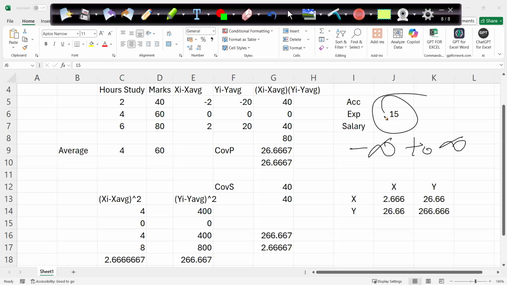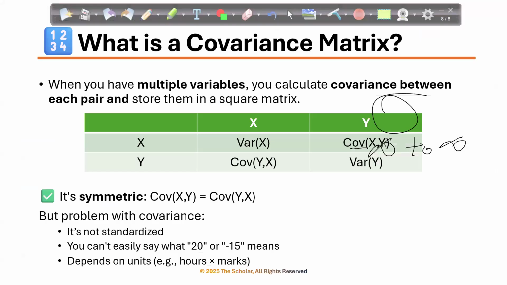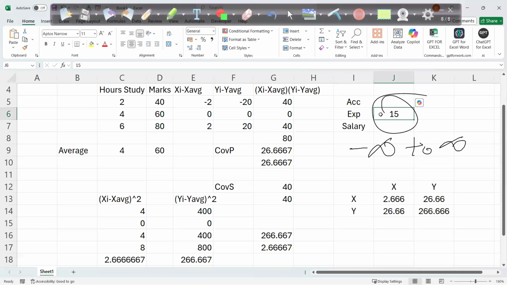Then this 15 is what? It's just a number for me. It's not making sense to me, right? That is why it is said that it is not standardized. The first point: it's not standardized. Suppose I have some restriction that my covariance value varies only from this to this. More towards this, better the covariance is. More towards this, worse the covariance is.